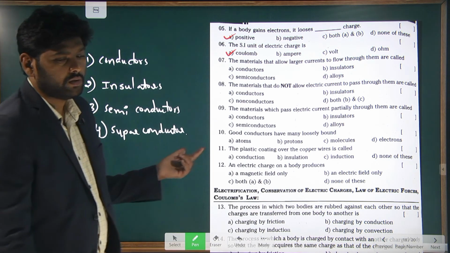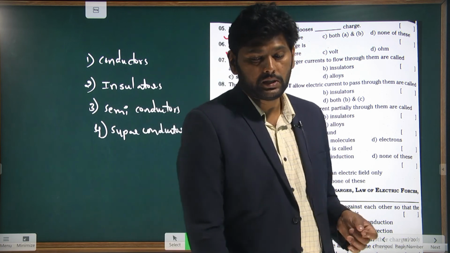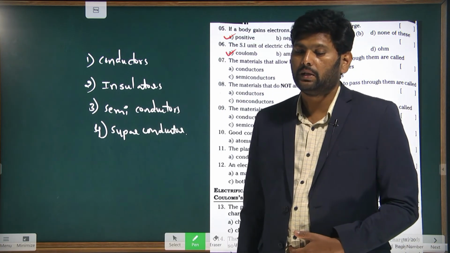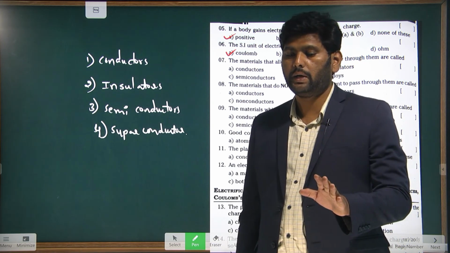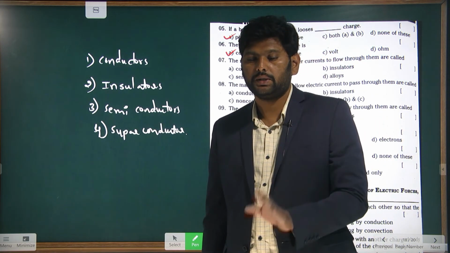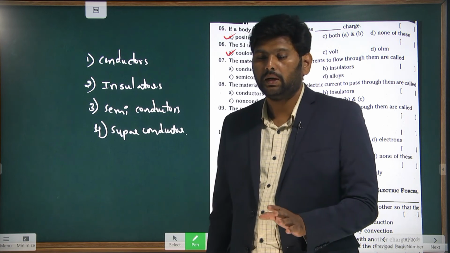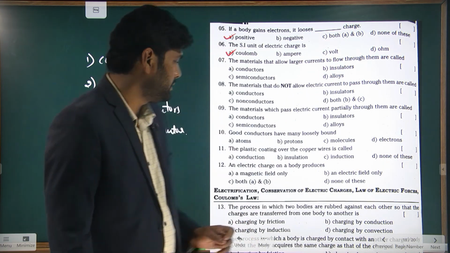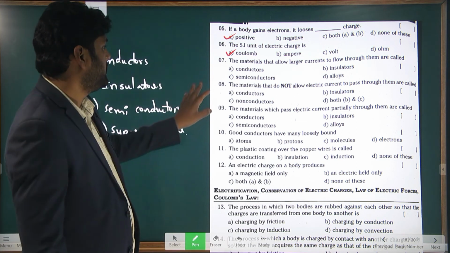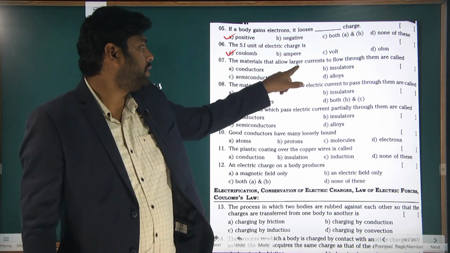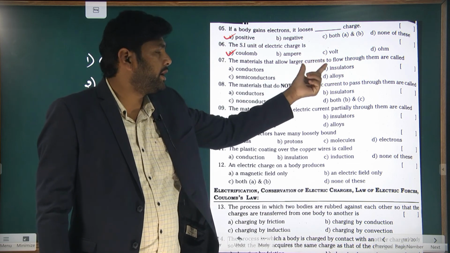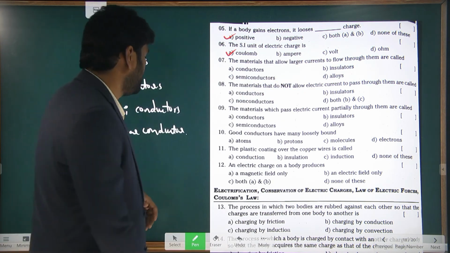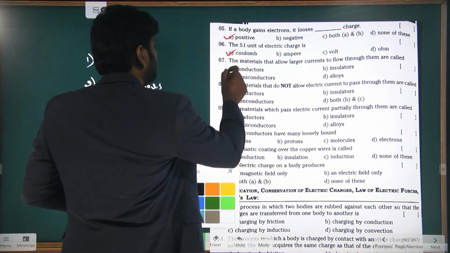Superconductors are also one kind of conductors, they are not offering any resistance. Superconductors means having zero resistance. The materials having zero resistance are known as superconductors. Now in this case, the materials that allow large current to flow, current means charge flow, through them are known as conductors. So answer is what?